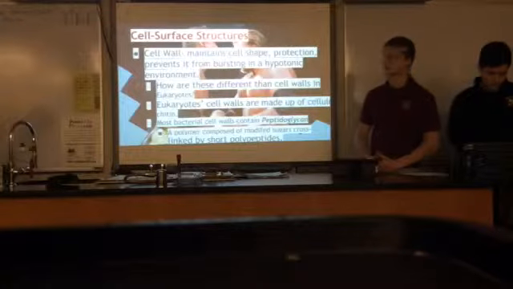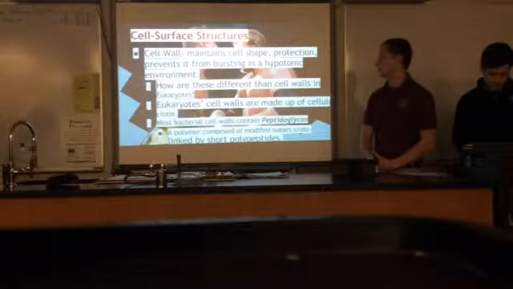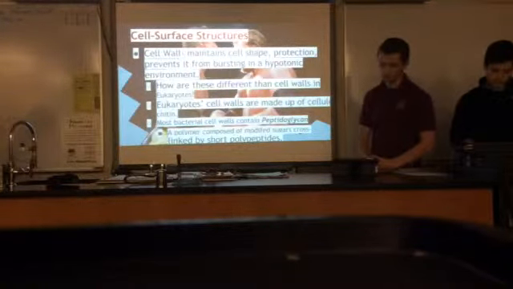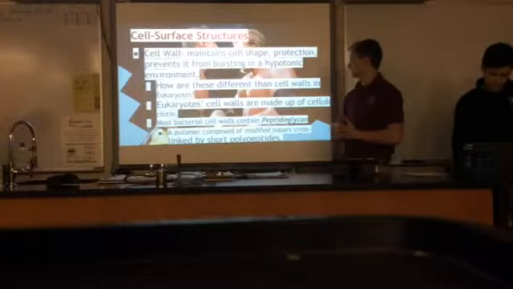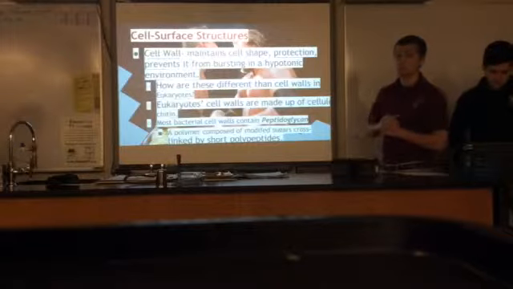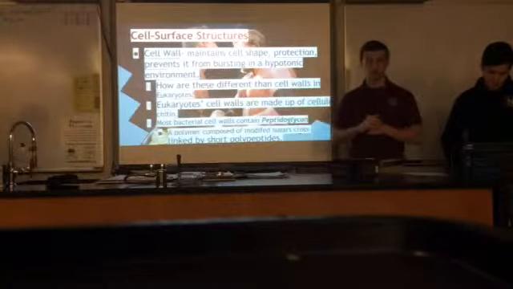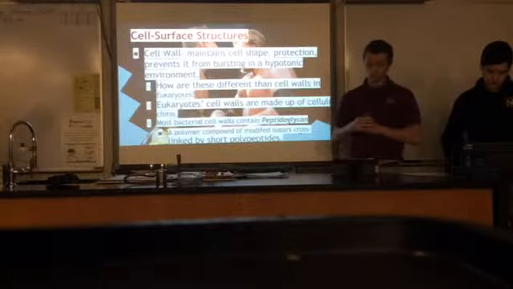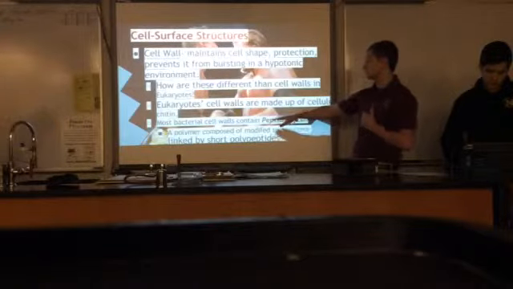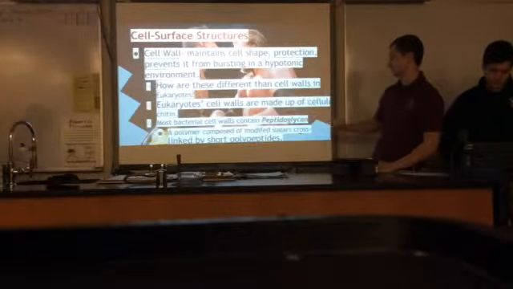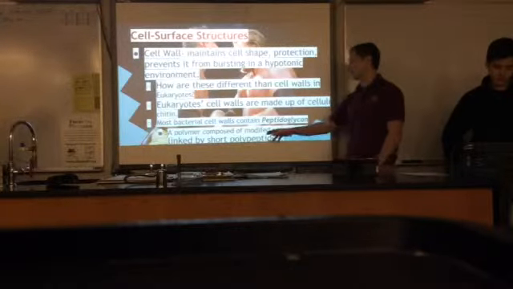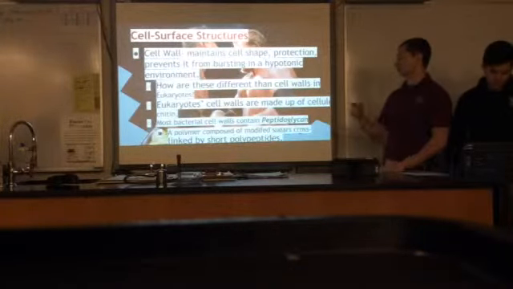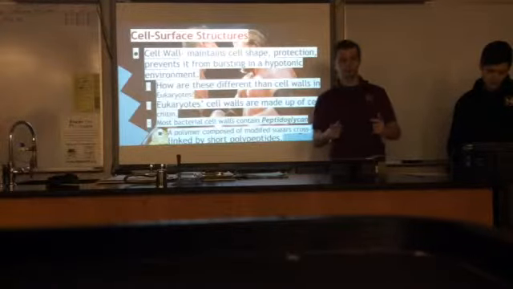So what is on their cell surface structures? You have the cell wall, which maintains cell shape, provides protection, and prevents it from bursting. How are these different from cell walls in eukaryotes? Well, eukaryotic cell walls are made up of cellulose or chitin. Bacterial cell walls contain peptidoglycan, which is a polymer composed of modified sugar cross-linked by short polypeptides.